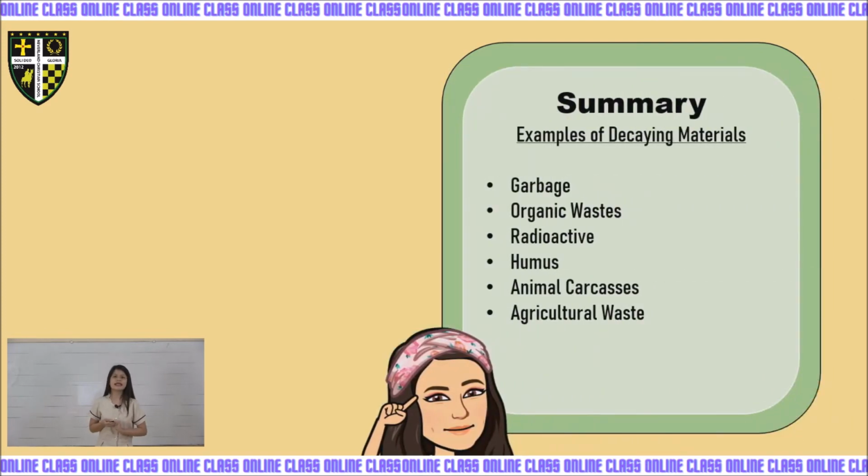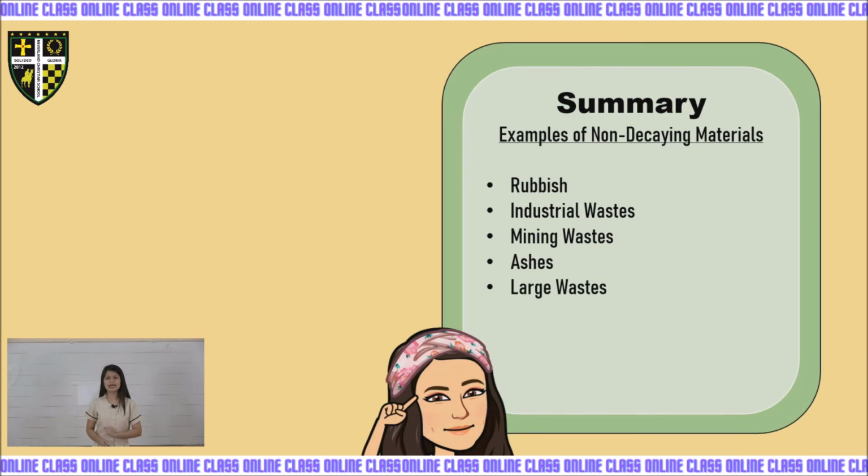Next, summary for our examples of decaying materials. First, garbage. Second, organic waste. Third, radioactive. Fourth, humus. Fifth, animal carcasses. And lastly, agricultural waste. Okay, please remember that. Next, for non-decaying materials, first, rubbish. Second, industrial waste. Third, mining waste. Fourth, ashes. And fifth, large waste. Those are examples of non-decaying materials.